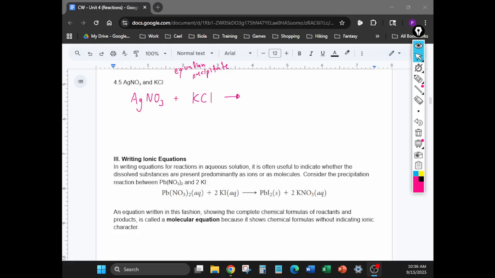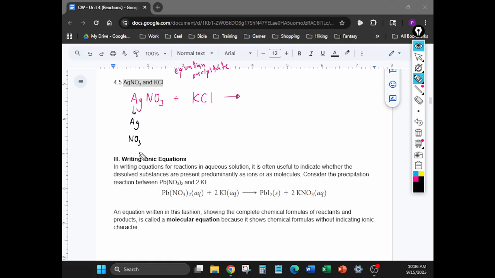Okay, so just as a review, let's look at the reaction between AgNO3 and KCl and figure out what the precipitate is going to be. So first thing we want to do is identify what the ions are. If you take a look at AgNO3, it's an ionic compound. You should be able to identify that Ag is your cation and NO3 is going to be your anion.